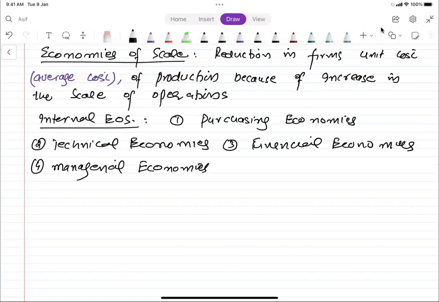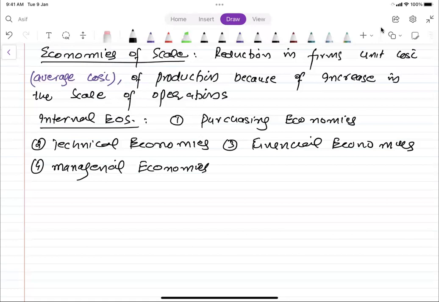What are these managerial economies of scale? Smaller firms usually employ managers who do not have enough experience or skill to handle the labor, or to purchase the raw materials and all that. But larger firms can pay their managers more wages and salaries. As a result, they can hire more expert managers, and expert managers again will reduce the cost of business.